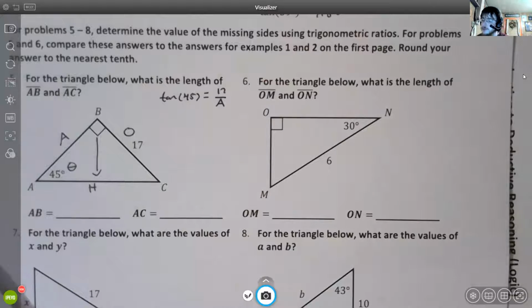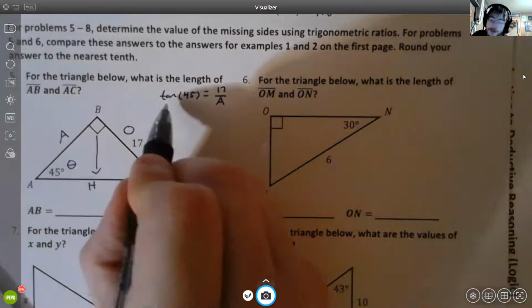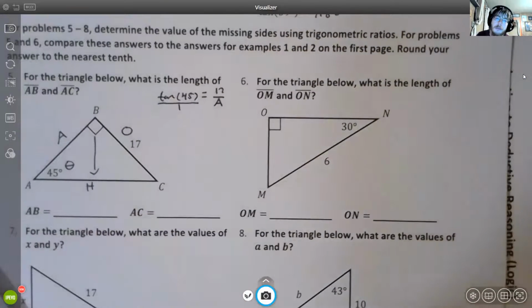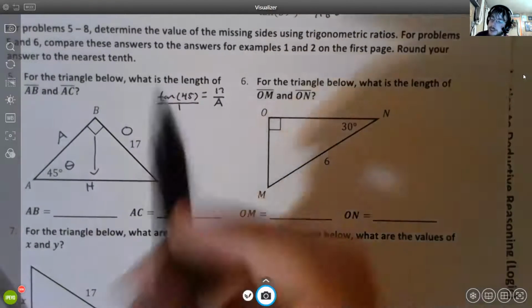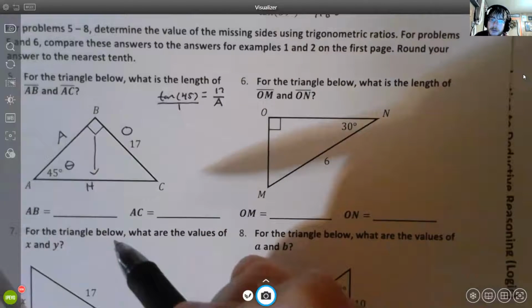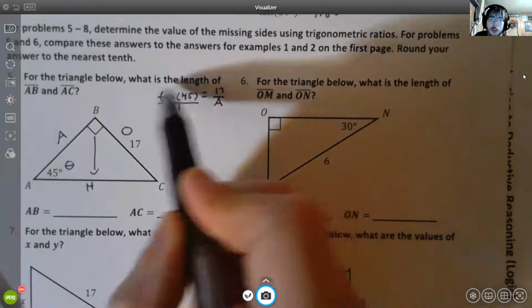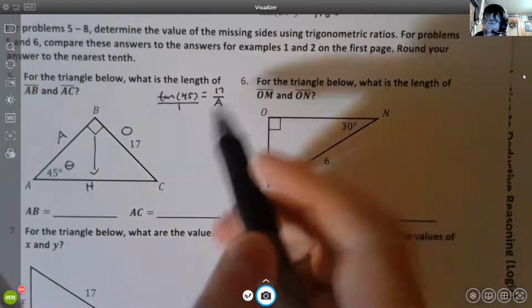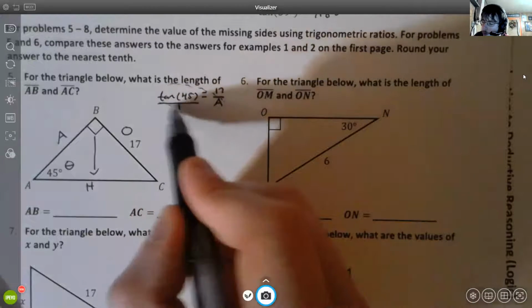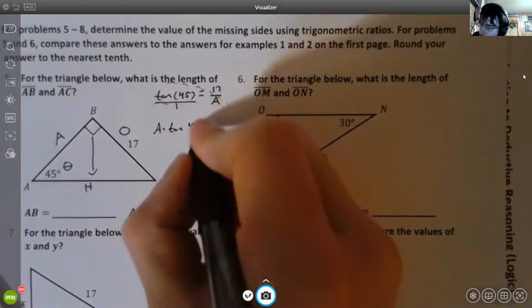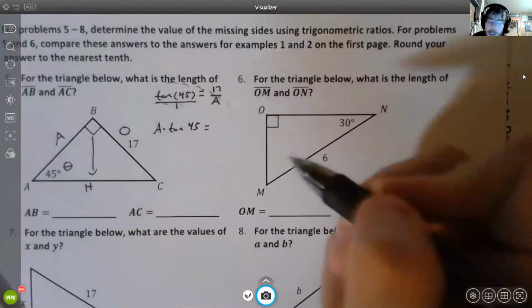Okay. So here, I can say that this is the same thing as tangent of 45 over 1. And now we have two fractions equal to one another. So if we cross multiply, the first thing we're going to cross multiply is the A and the tangent of 45. So we get A times the tangent of 45 equals, and then 1 times 17.